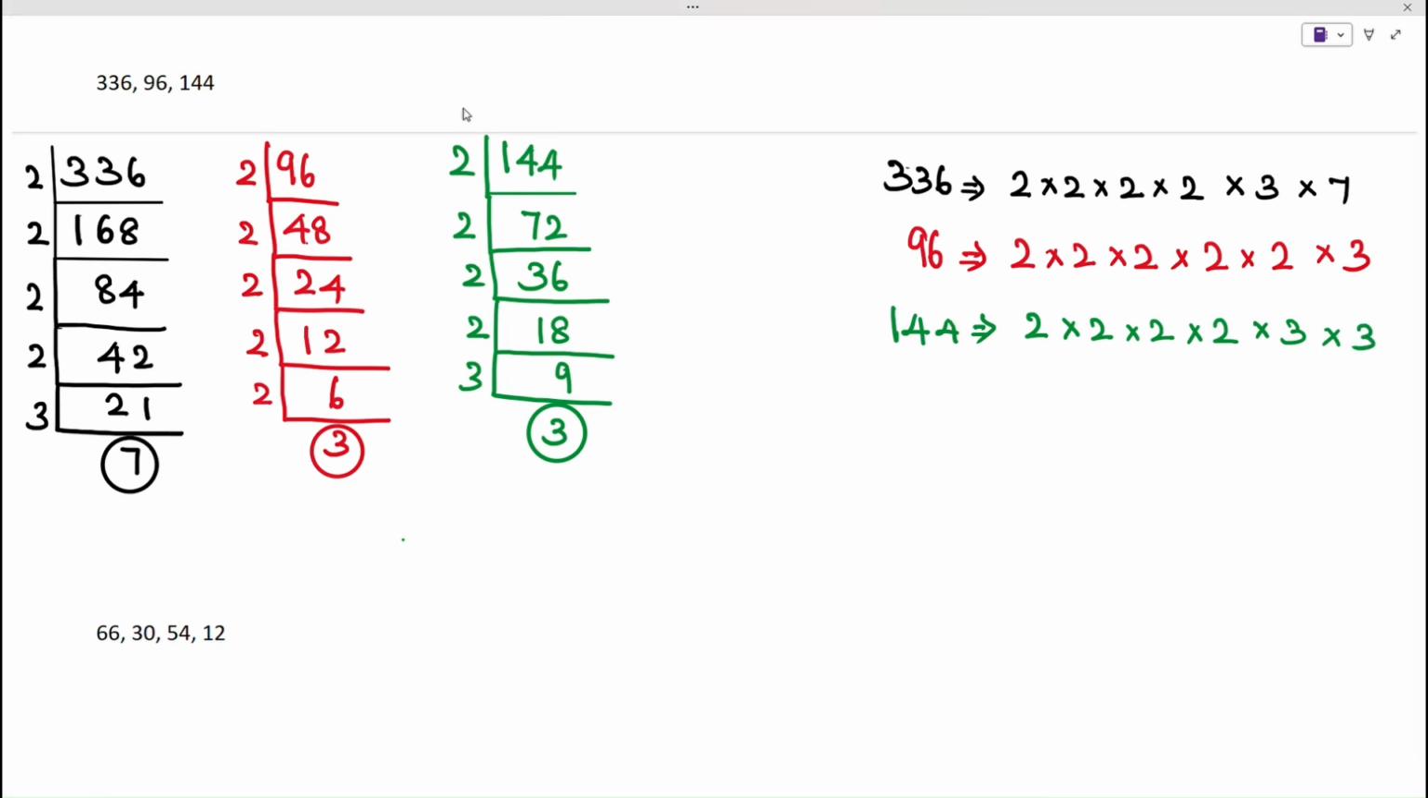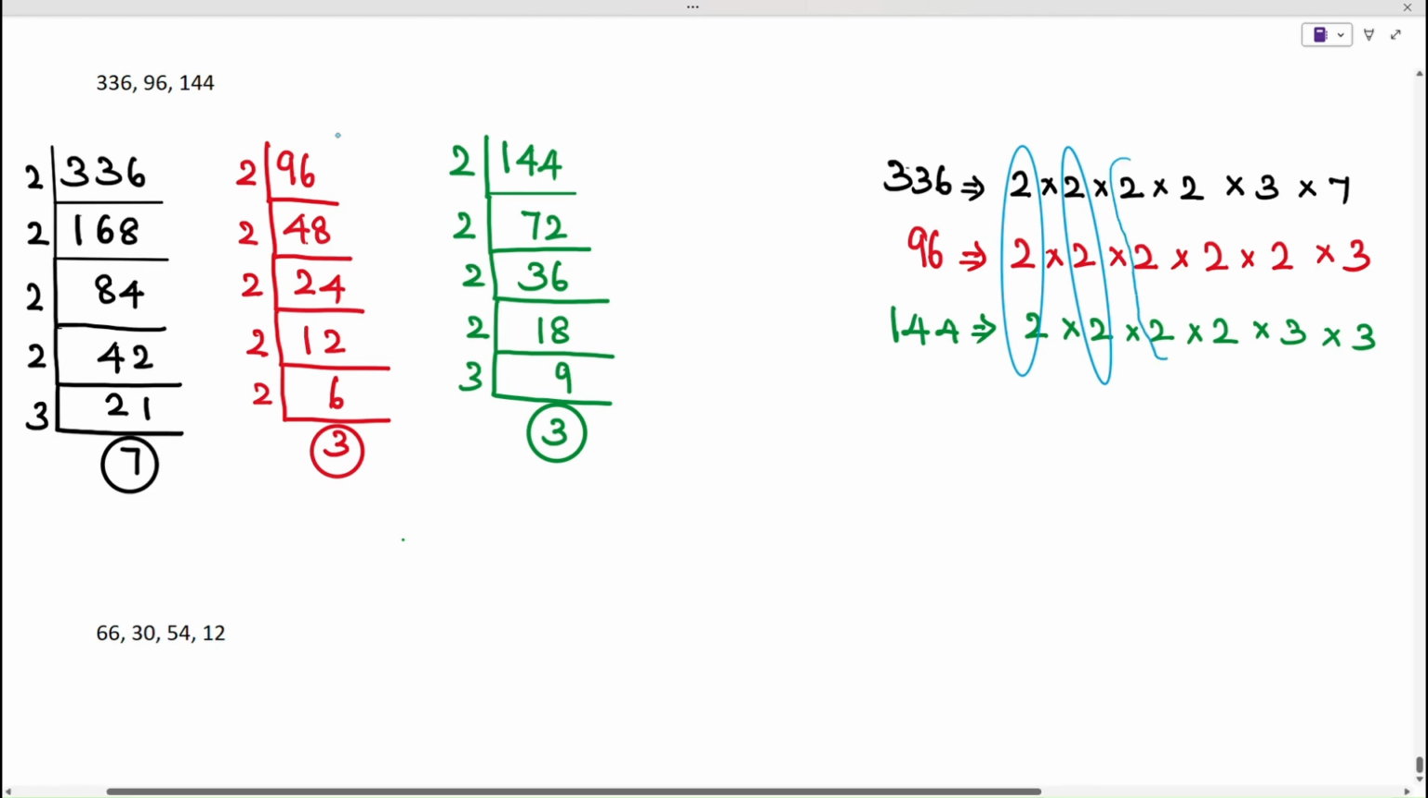Now we're going to do the same method as before, and we're going to circle the numbers that are shared. So we have a first set of 2's that we can circle, our second set as well. There's a third set. And there's a fourth set.